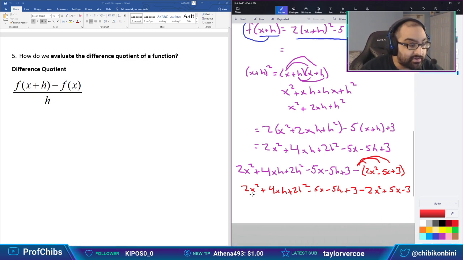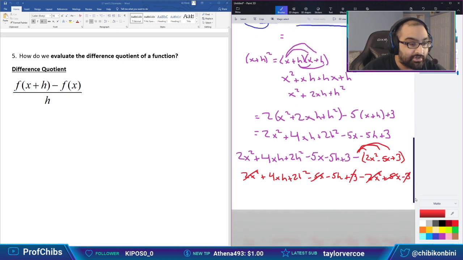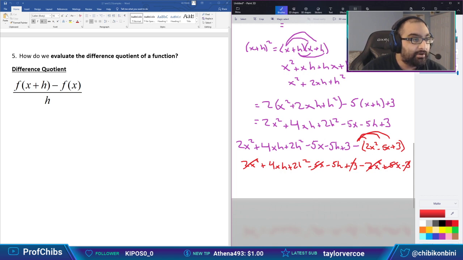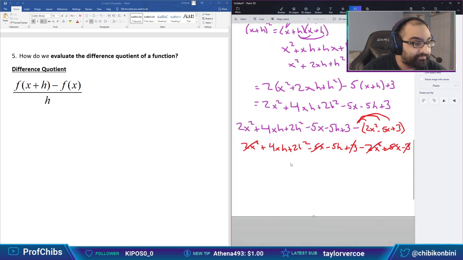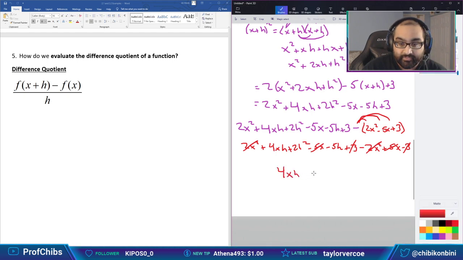Now, why is this convenient? Again, take a look at what we have here. The 2x squareds cancel out because we have 2x squared and minus 2x squared. The minus 5x and plus 5x cancel out. Super convenient. And we have plus 3 and minus 3, and those cancel out. So we're effectively wiping out a whole bunch of terms. All we're left with, after everything is said and done so far, and we're almost there though, is 4xh plus 2h squared minus 5h.